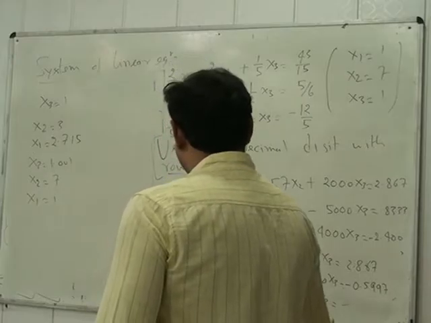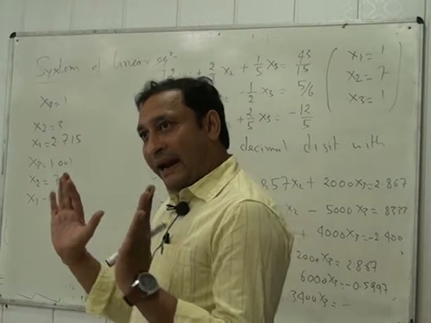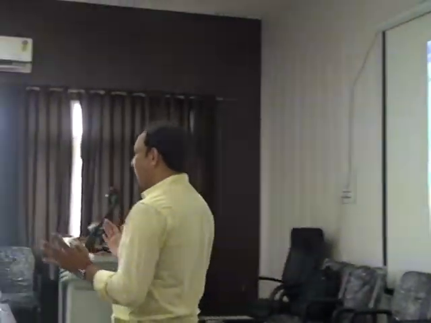So actually, the whole idea is we should avoid division by a small number and subtracting two nearly equal numbers, because why? It will give you the loss of significant digits.